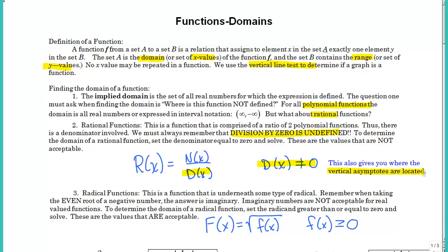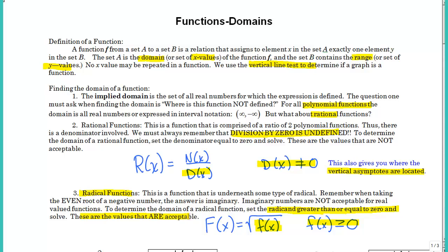The other type of function we're going to be looking at are radical functions. If you have an even root, like the square root of a negative number, that's imaginary, and we are dealing with real valued functions, and so we cannot have values of x that would cause the function to become imaginary. And so if we have a radical function, you set the radicand greater than or equal to 0. The radicand is the thing that's underneath the radical, and you set it greater than or equal to 0 and solve for x, and those are going to be the values that are acceptable.